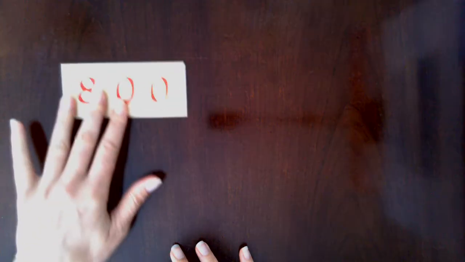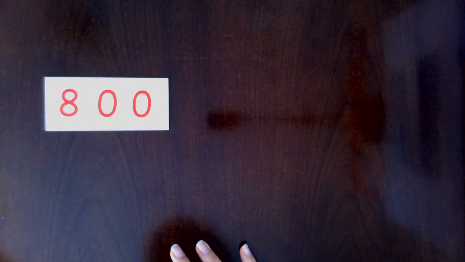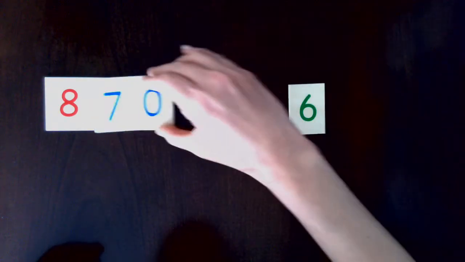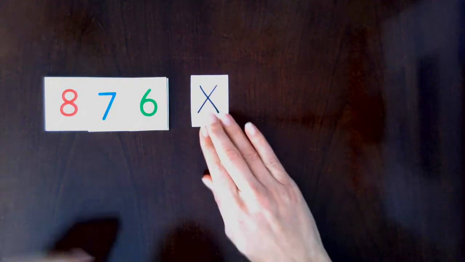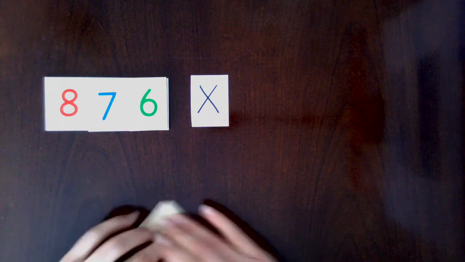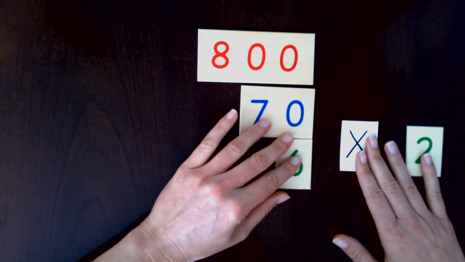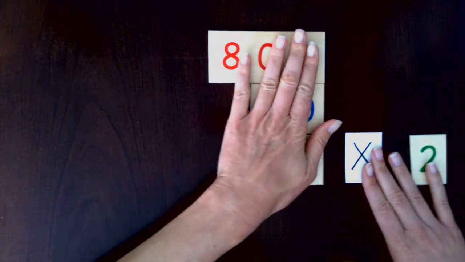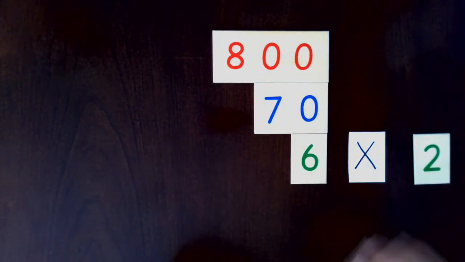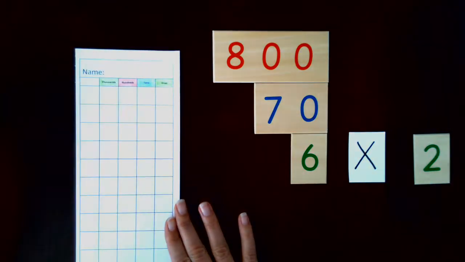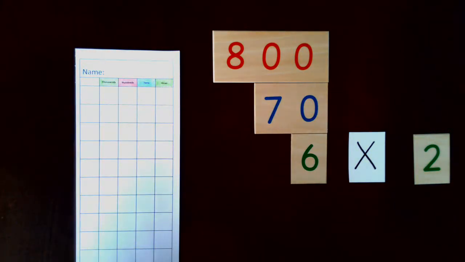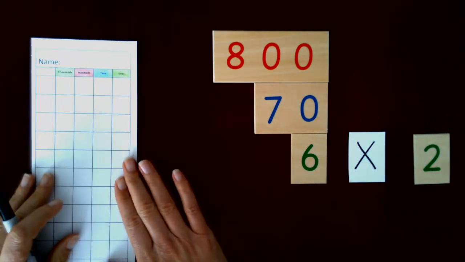Okay, so we'll go ahead and make 876, and we're going to multiply that by 2. Okay, and let's scoot this over here. I'm going to go ahead and spread out all of the cards, and I'll start with the units, or the ones. And I'm going to be recording this on this recording paper side by side as I do this problem.